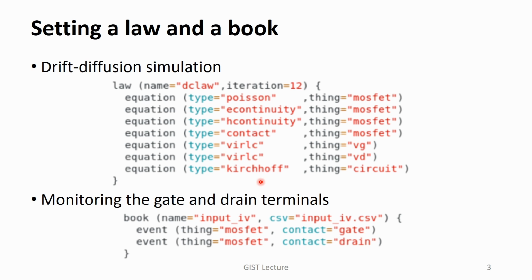Also, by setting up book, we can monitor the gate and drain terminal quantities. In this example, the output file is input_iv.csv. Of course, you can add more quantities of your interest.